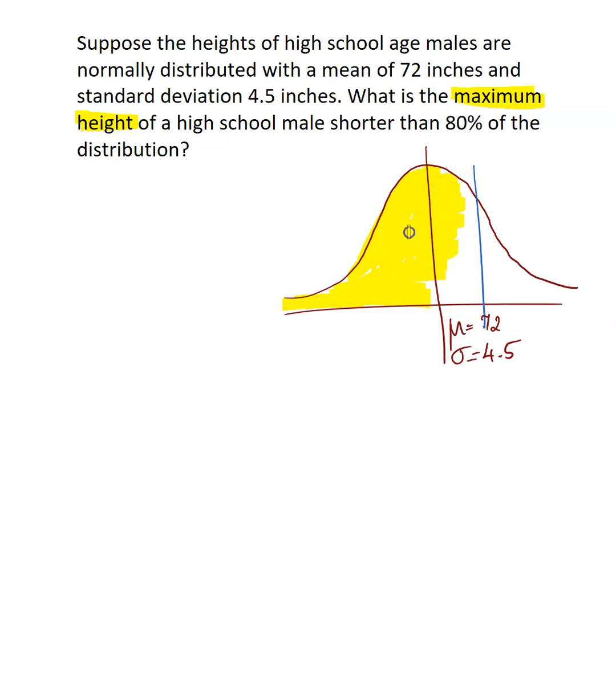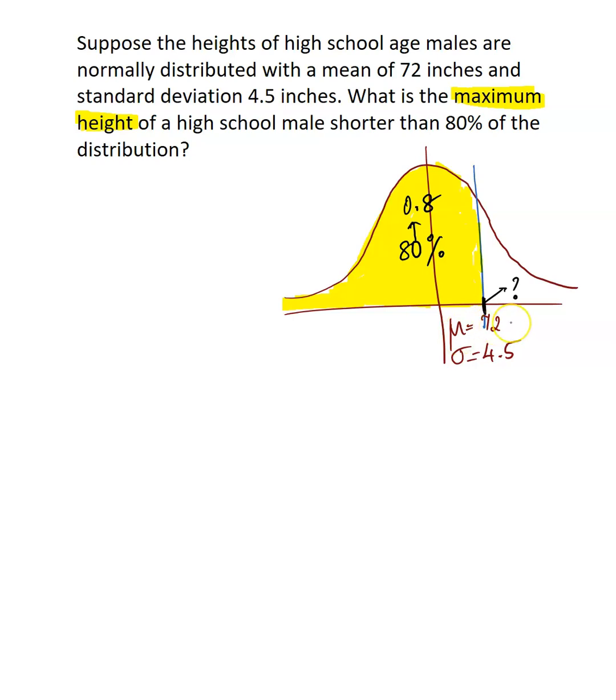I can't shade the entire region. That will make it 100%. So I want only 80%. So this area is 80%. Okay. So for probability's sake, we're going to write this as 0.8 probability. So our question is, what is that value here? Where does that blue line end? Because that will be the maximum height below which high school males that are shorter than 80% of the distribution would be. That would represent the lower 80% of the distribution, and that's kind of the mark that separates the lower 80 from the upper 20%, right? So we're trying to locate that position.